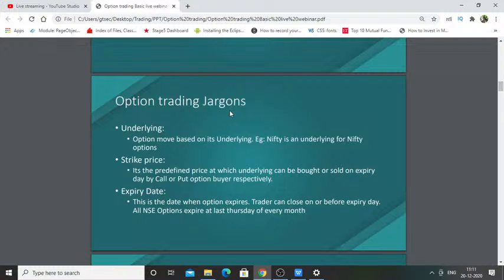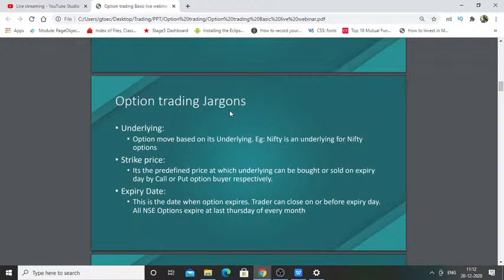For the Nifty, strike prices are available at every 50 points: 13,500, 13,550, 13,600, 13,650, 13,700. For each 50 points there will be an option strike price where buyers and sellers of both call and put options can do their respective trades. For each strike price there will be a call and a put option available. For 13,500, there will be a 13,500 call option as well as a 13,500 put option.